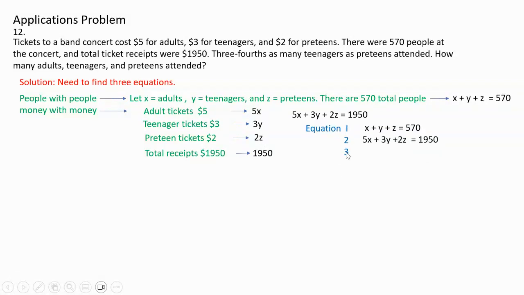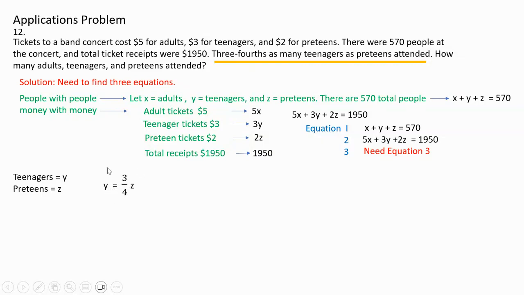So I got two equations now, right? But I'm missing the third one. So here's where you find, in the second to the last sentence, equation 3. Okay? This is right, they're talking about teenagers and preteens. So this is equation 3.